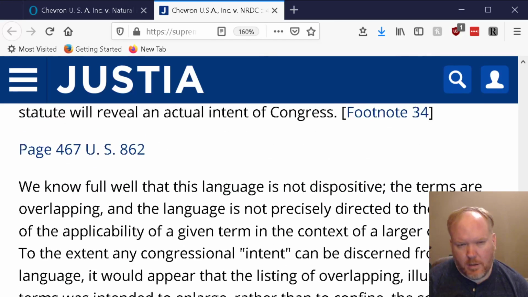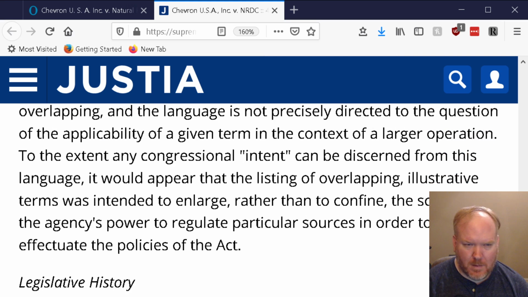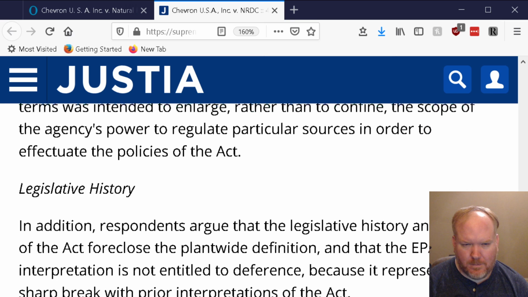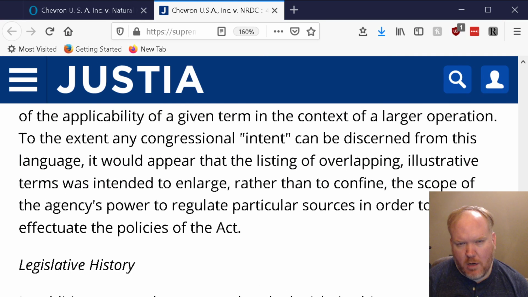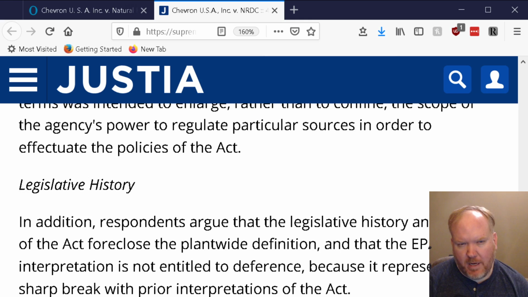We know full well this language is not dispositive. To the extent any congressional intent can be discerned from the language, it would appear that the listing of overlapping illustrative terms was intended to enlarge rather than confine the scope of the agency's power to regulate particular sources in order to effectuate policies of the act.